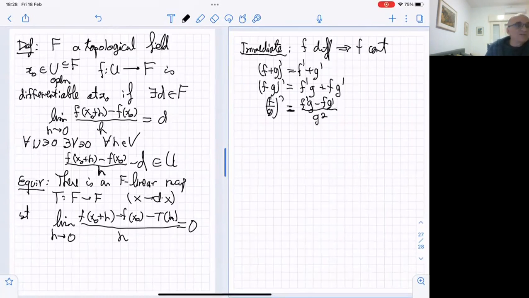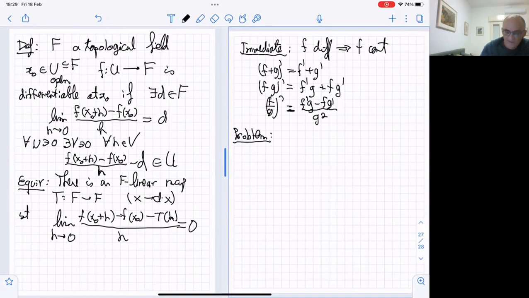Now, I should say, I tried to think a bit about the chain rule, and I don't know the answer. Can you get the chain rule like that? Let me describe the problem. The problem with the chain rule is not to get the right formula, but to show that the composition is differentiable. So I don't know if it's true or not in this setting. I looked quickly. There's not much literature on topological fields.